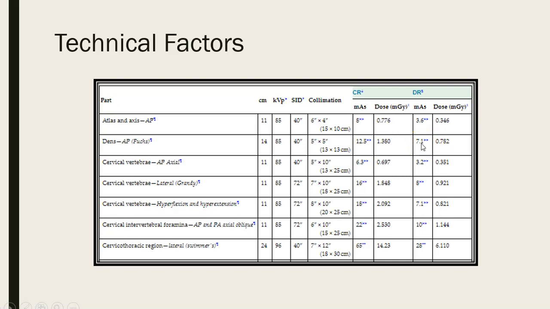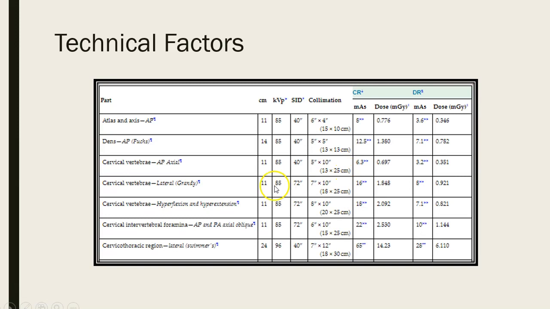Now for our AP axial cervical vertebrae, you're going to cut it in half. So it's going to be 6.3 for our mAs. Our kVp again is still going to be 85 and our SID again at 40. And then for digital, it'll be 3.2.